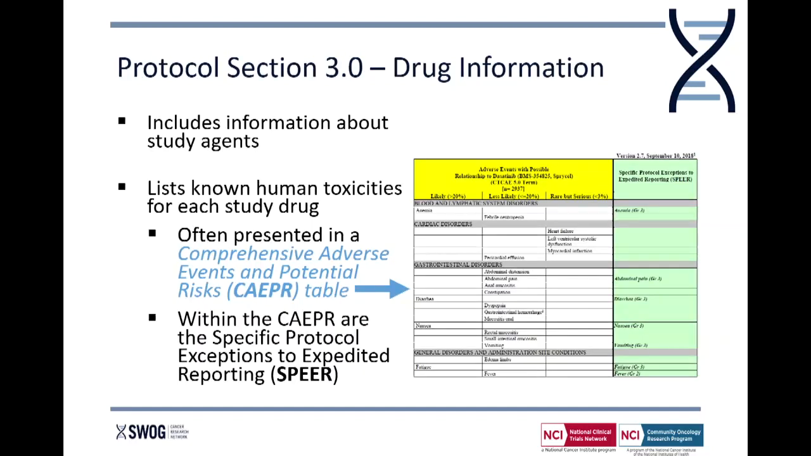Protocol Section 3 includes information regarding study agents, for example, storage requirements, stability, administration, and supply information. Section 3 also provides a list of toxicities that are known to be caused by the agents used on the study, including a list of toxicities that do not require expedited reporting. Those toxicities are presented in the specific protocol exceptions to expedited reporting, or SPEAR, shown on the right-hand side of this slide.